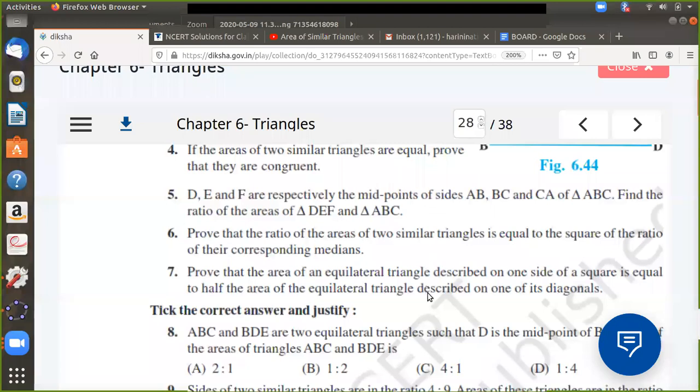You have to show that the ratio of their areas is 1:2. The triangle sitting on the side will be smaller than the triangle sitting on the diagonal, because the diagonal is a lengthier side. So that triangle will be bigger. So the area of the triangle which is sitting on the diagonal will be 2 times the area of the triangle which is sitting on the side. So how will it look?